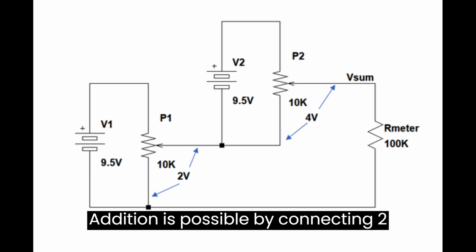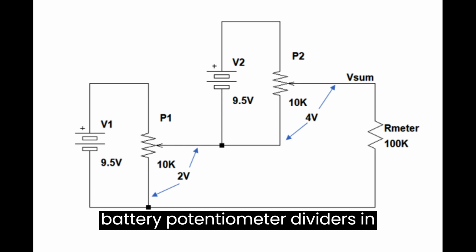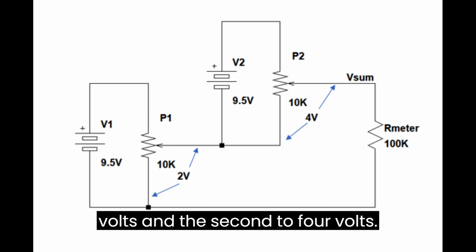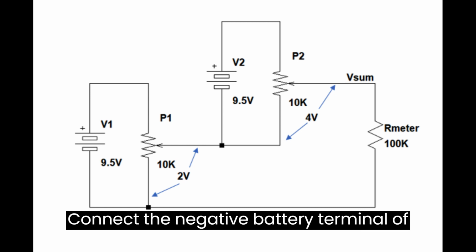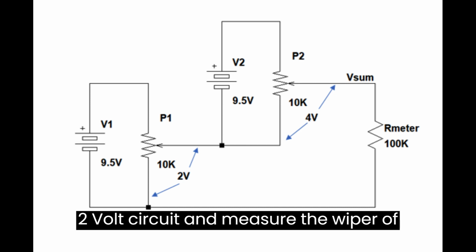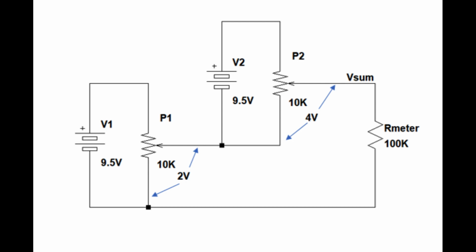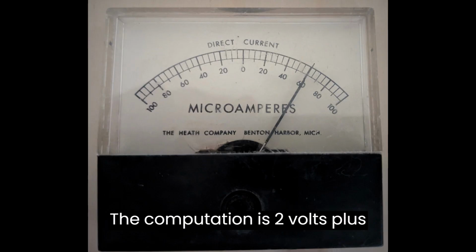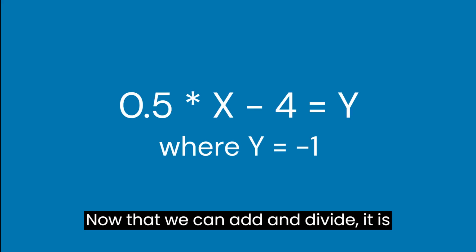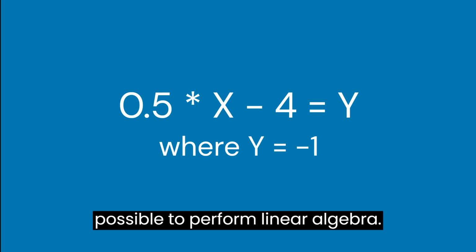Addition is possible by connecting 2 battery potentiometer dividers in series. Adjust one divider to 2 volts and the second to 4 volts. Connect the negative battery terminal of the 4-volt divider to the wiper of the 2-volt circuit and measure the wiper of the 4-volt divider. The computation is 2 volts plus 4 volts equals 6 volts. Now that we can add and divide, it is possible to perform linear algebra.